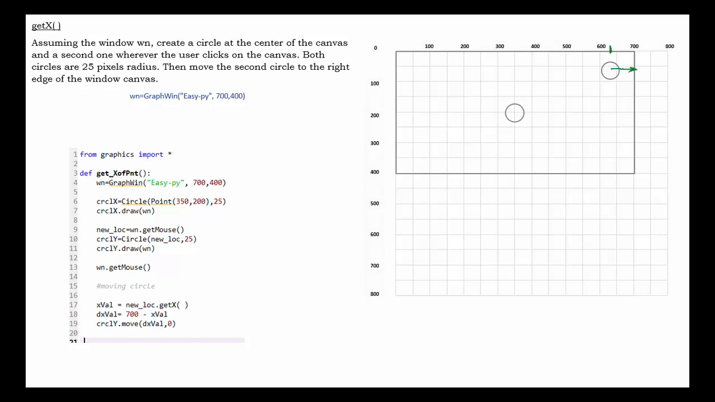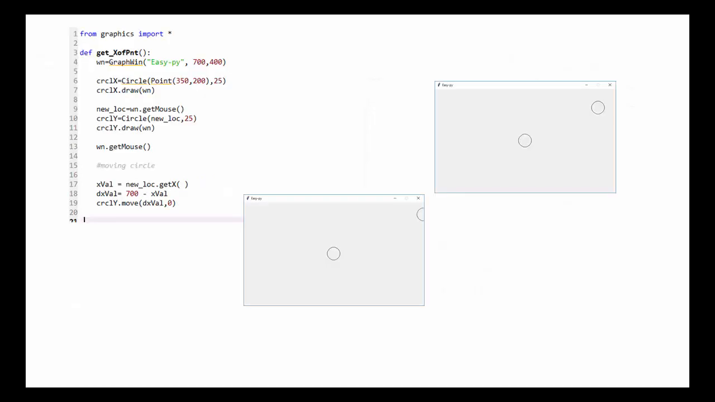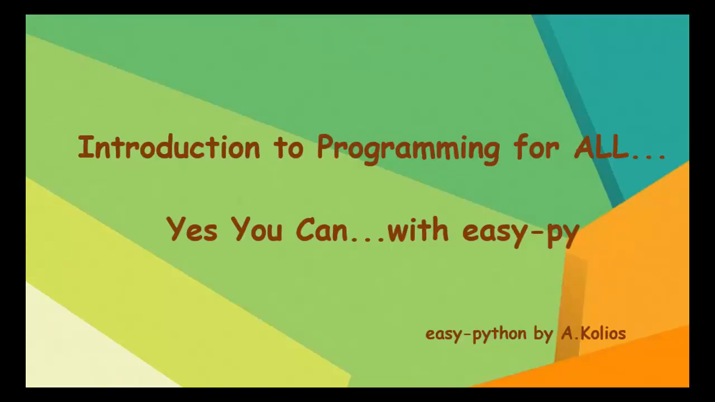Here we see visually the results of our program. Lines up to 11 have created the top window with the two circles. Commands of lines 17 through 19 compute how much the circle has to move and move the circle accordingly. That is for now. Thank you.